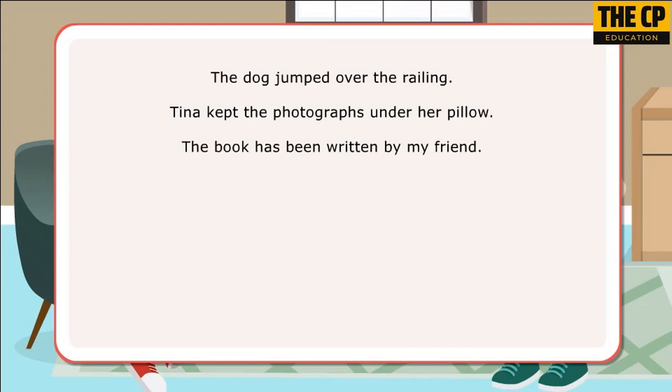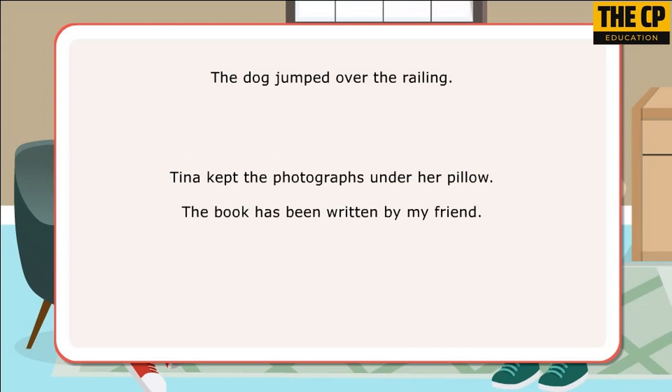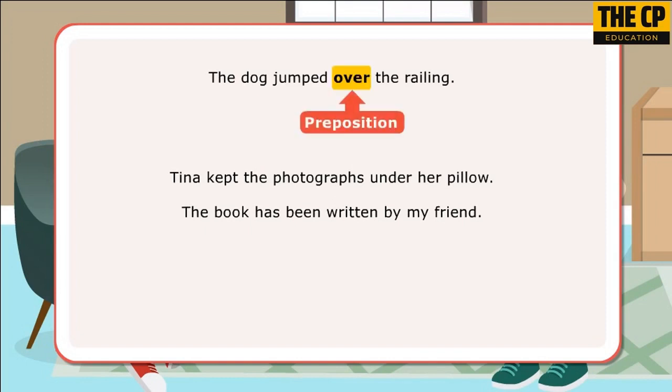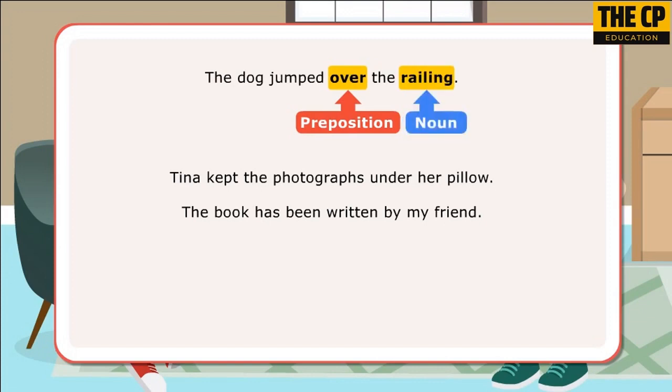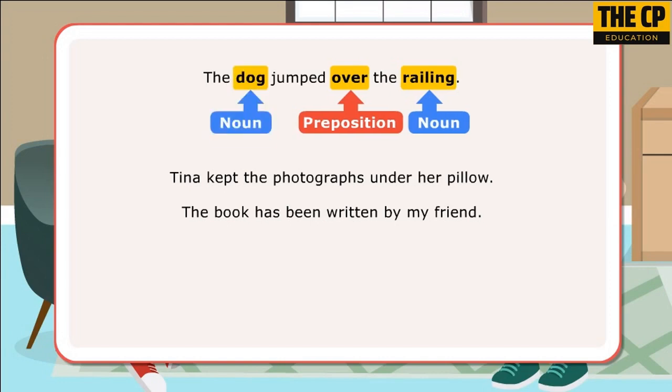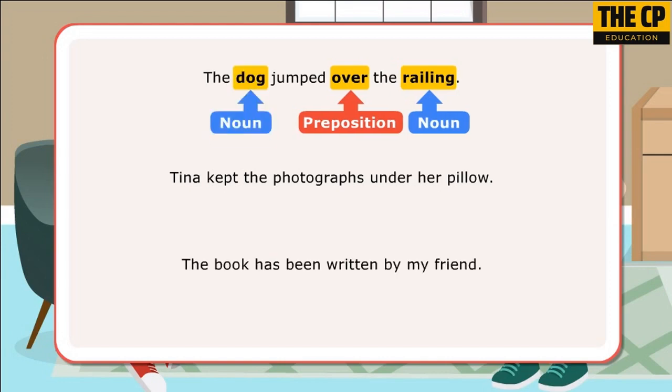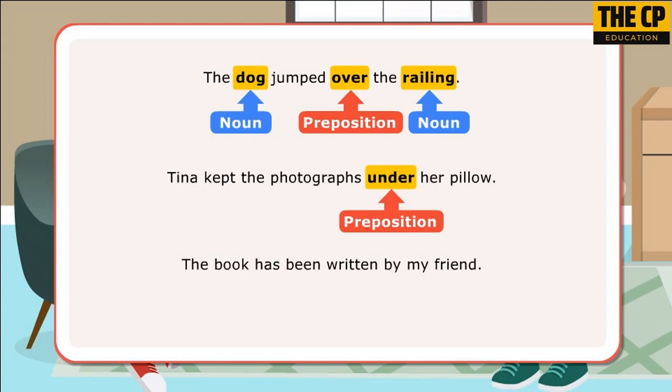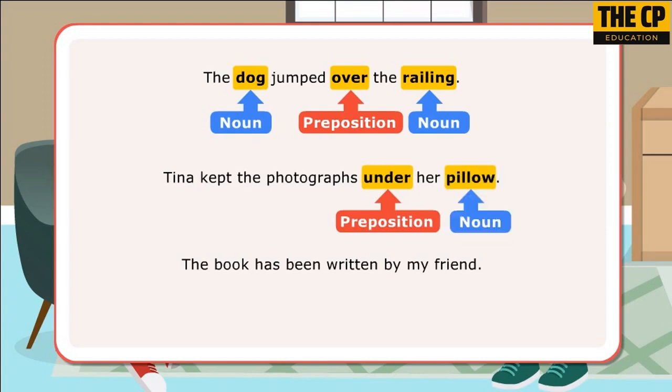In the first sentence, over is a preposition as it is positioned before the noun, railing, and tells its relationship with another noun, dog. In the next sentence, under is a preposition as it comes before the noun pillow and speaks about its relation with another nearby word in the sentence, photographs.